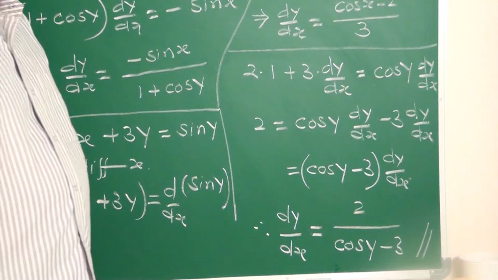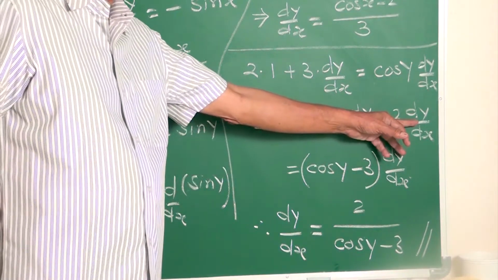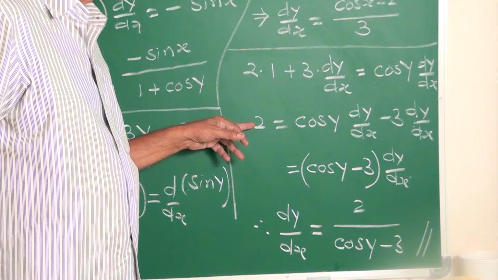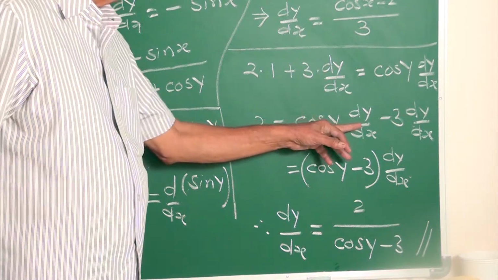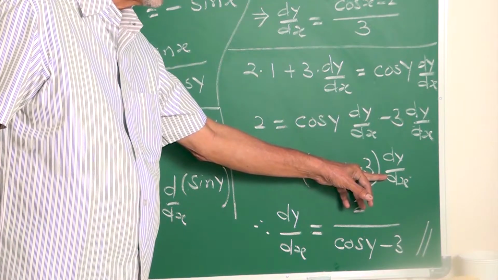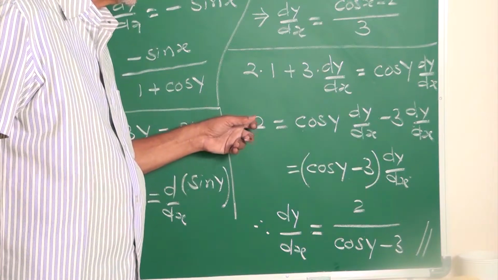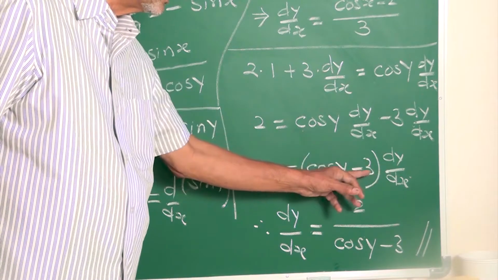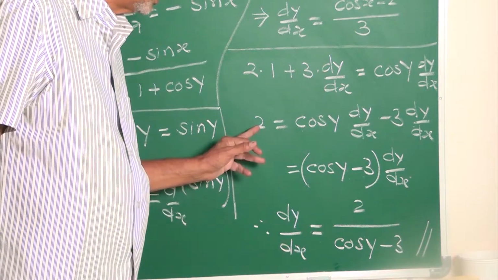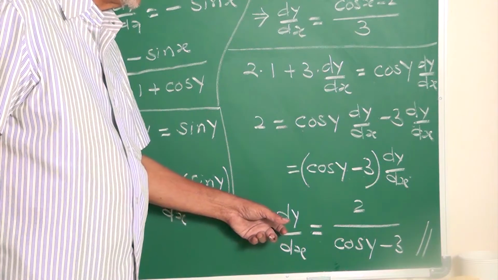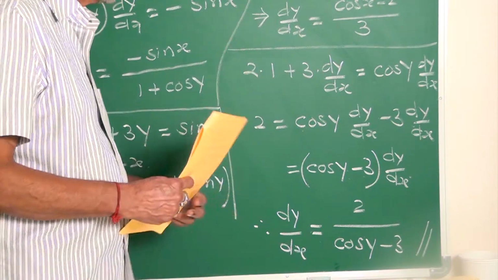You have to simplify it. Collect dy by dx on one side, terms containing dy by dx on one side, free terms on the other side. Simplify. Dy by dx is common. Cos y minus 3 into dy by dx equal to 2. Solve for dy by dx. Bring it down. It is 2 upon cos y minus 3 is dy by dx. This is the third example, my friend.